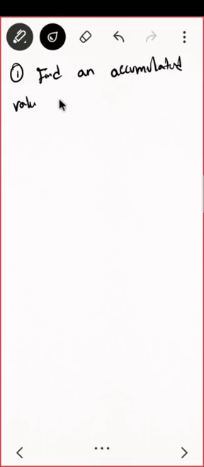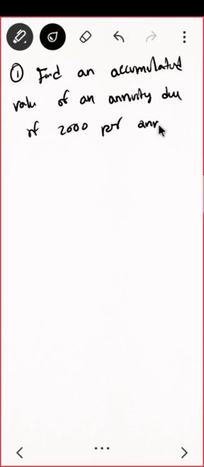Find an accumulated value or future value of an annuity due of 2000 rupees per annum for 4 years at 10% per annum. Okay, how will you do this?